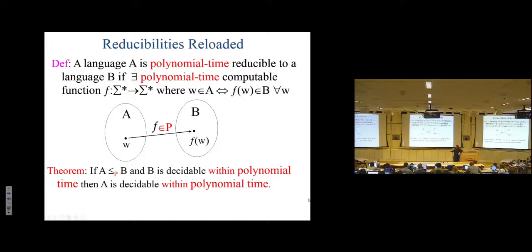All right, so if you can solve B efficiently, and you can transform things from A to B efficiently, you can solve A efficiently. How many get this? All right, good. That's a lot of people. Excellent. I'm proud of you, my Padawans.